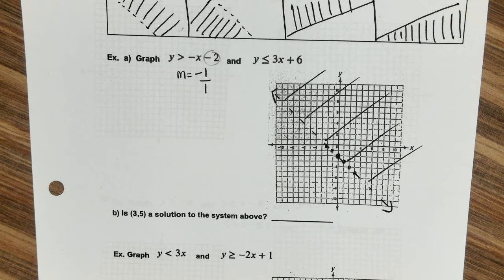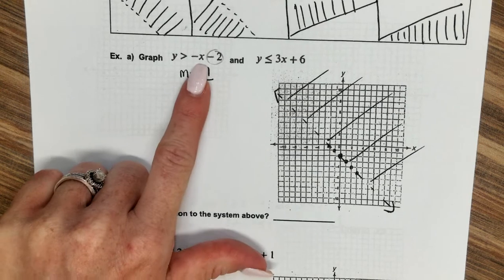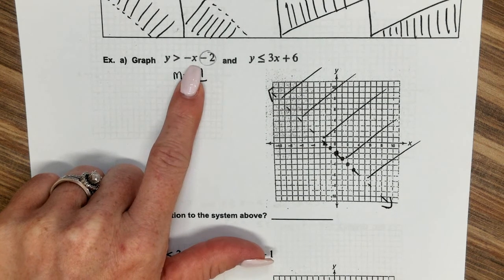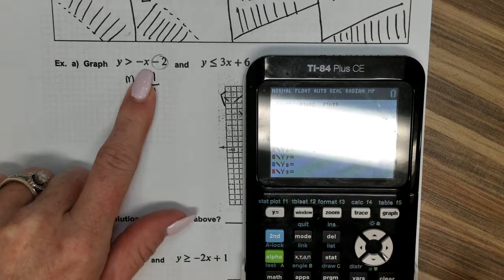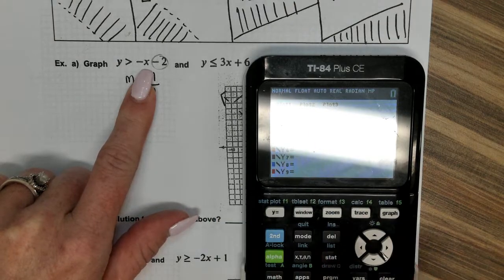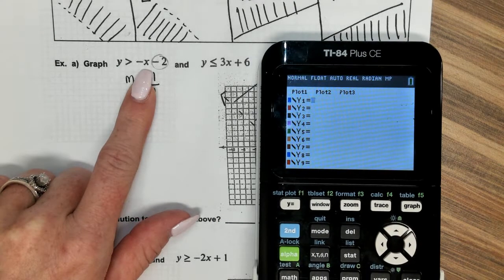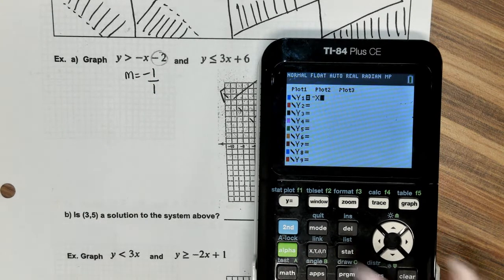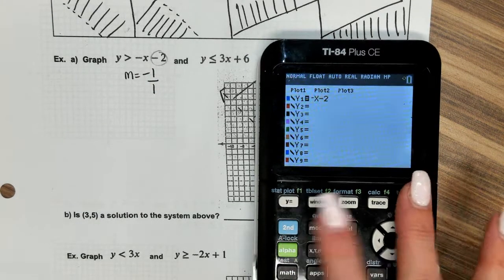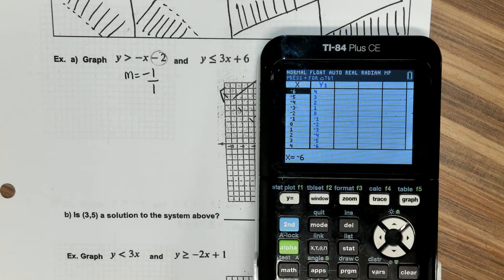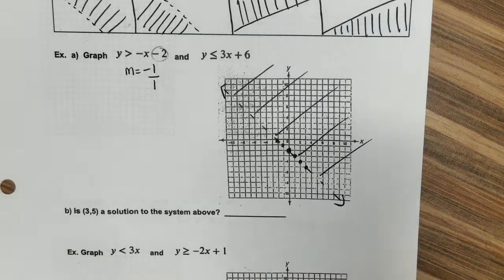Now, those of you struggling to graph, could I have used y equals? Yes. So yes, you could go to y equals. You could even change that to greater than, yes. But you can put in negative x minus 2, and it will at least tell you the dots to put. Make sense?